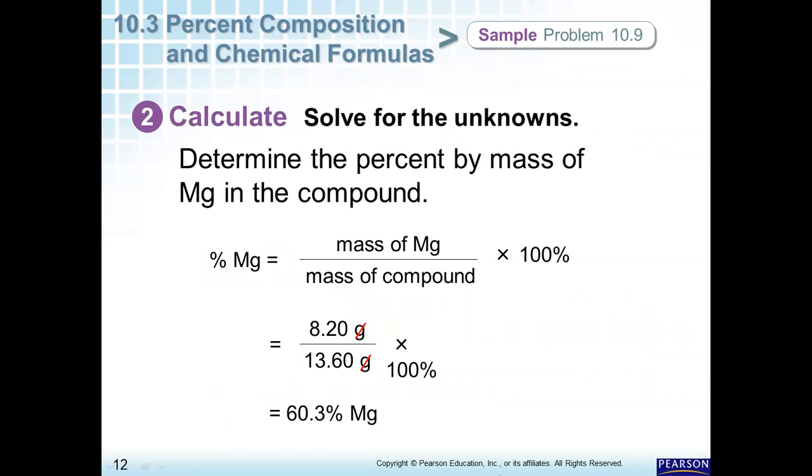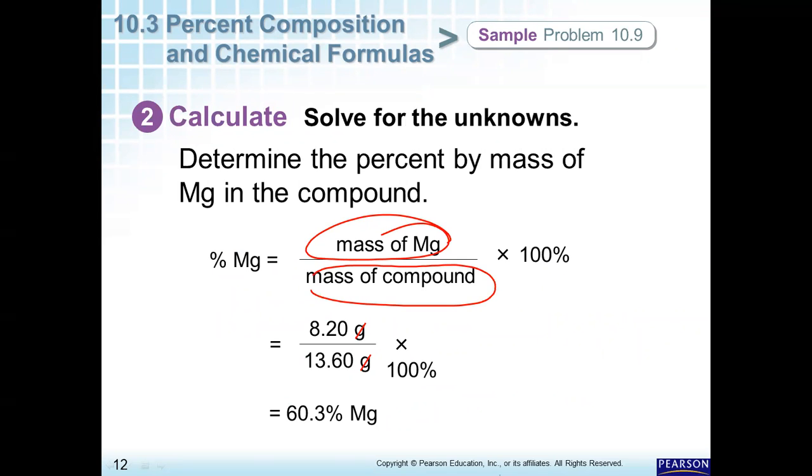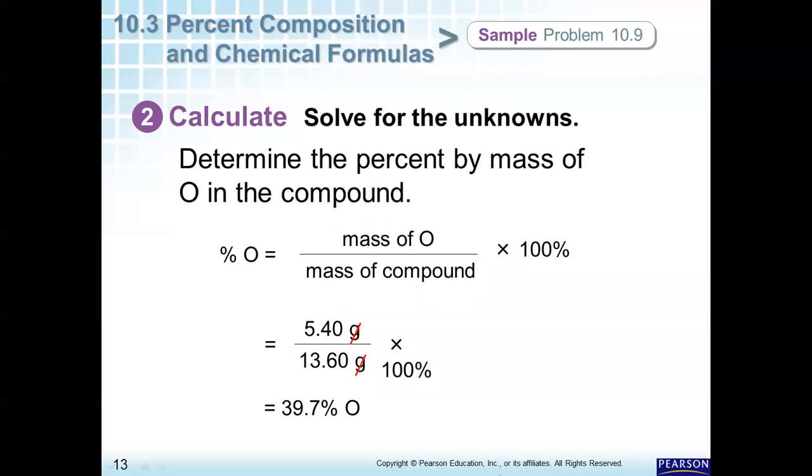We use the same thing, mass of the magnesium divided by the mass of the compound times 100%. That would give you 60.3. So the oxygen in this case should be 39.7, right? Which is the difference between 100 and 60.3. If you do that mathematically also, you're going to find 39.7.